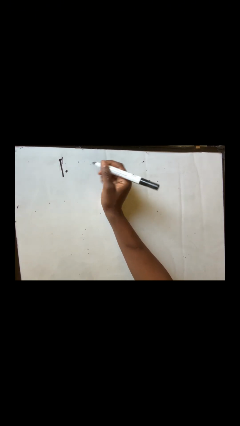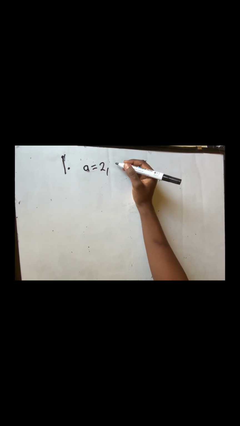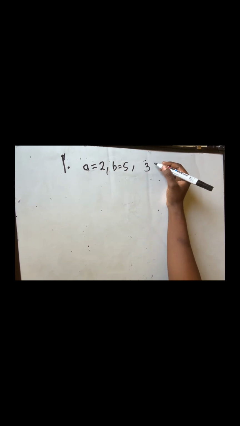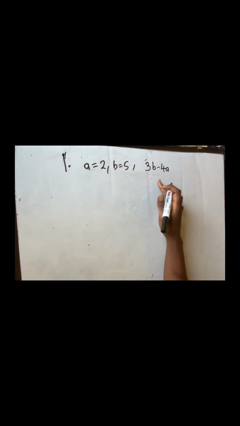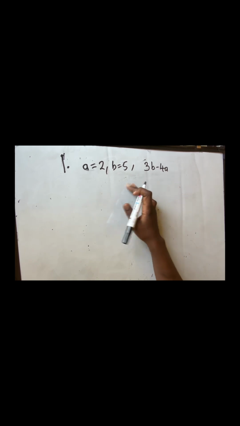Okay, when you look at question one, it is on substitution. I don't know how many of you have problems with substituting. But substituting involves replacing letters with numbers. Where there's a letter, you remove it and put a number there. Okay.